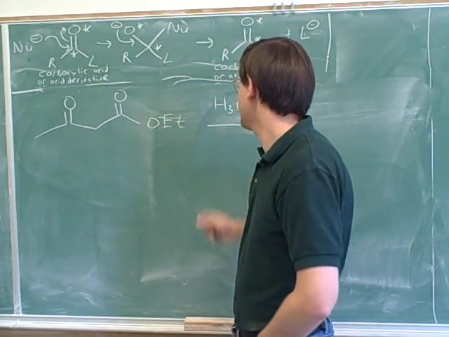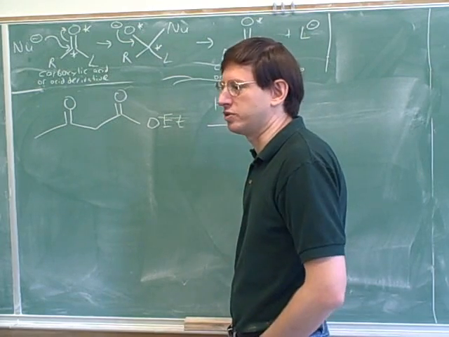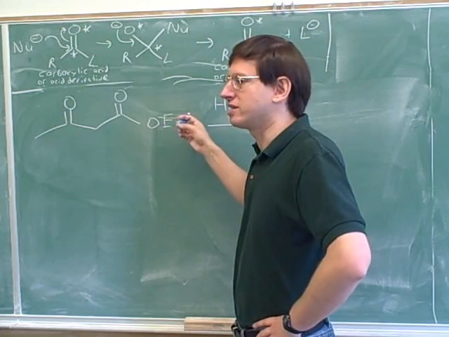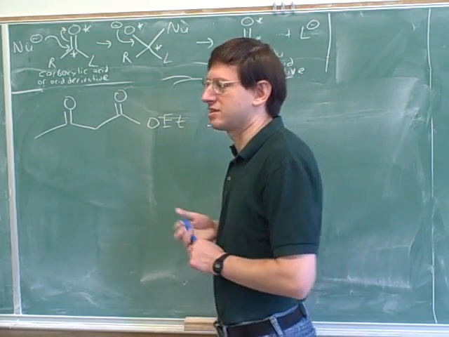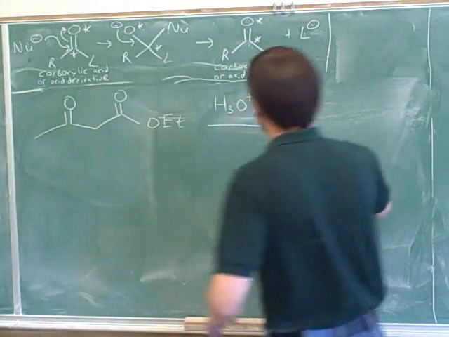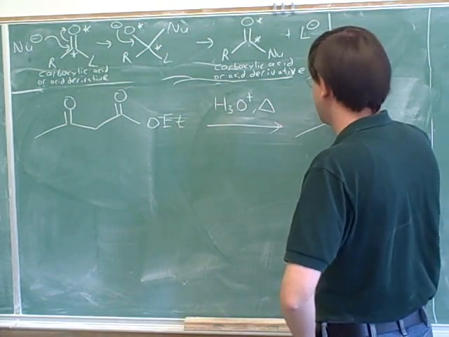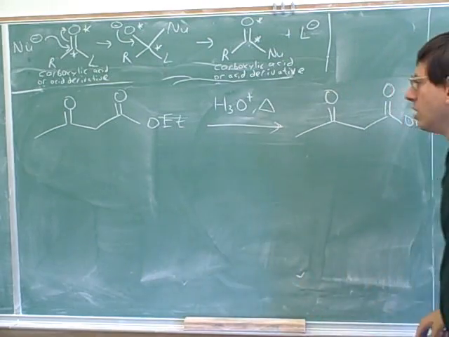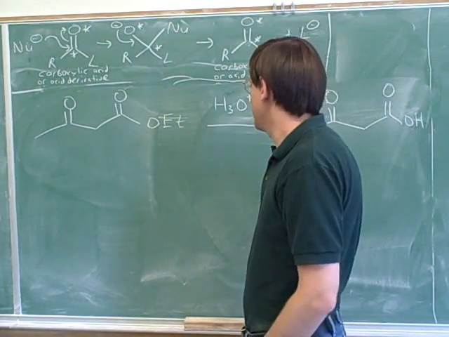Well, we know that esters can hydrolyze under either acidic or basic conditions. So we'll do an acid-catalyzed ester hydrolysis. To save time, let's not draw the mechanism. Let's just draw the product of that hydrolysis step. Let's just write down what the product of that hydrolysis step will be. Good. Okay, it's very easy to write the product of hydrolysis.